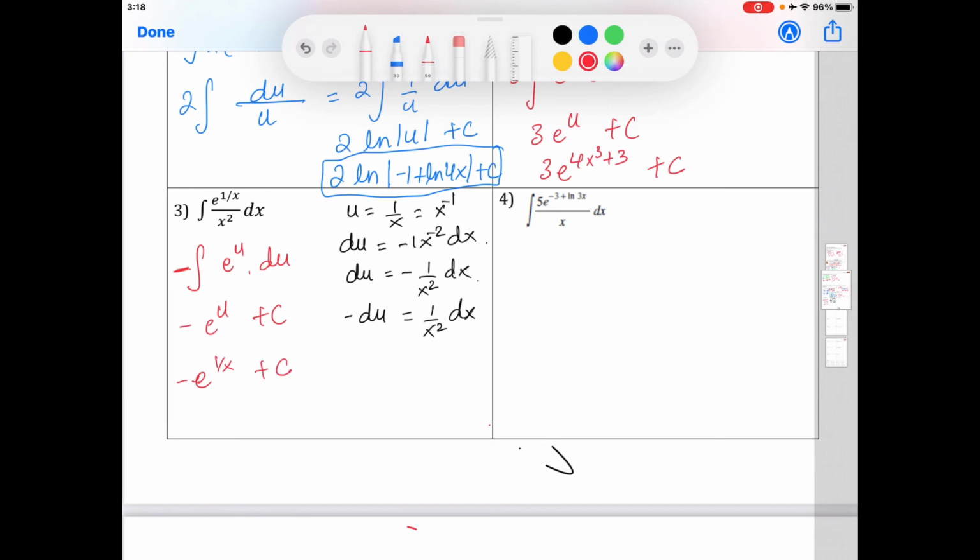I'll set up the last one too, but it's pretty straightforward. You see another e in there, so you're going to pick your u to be negative 3 plus ln of 3x. Finish that up, guys, and finish the lesson.